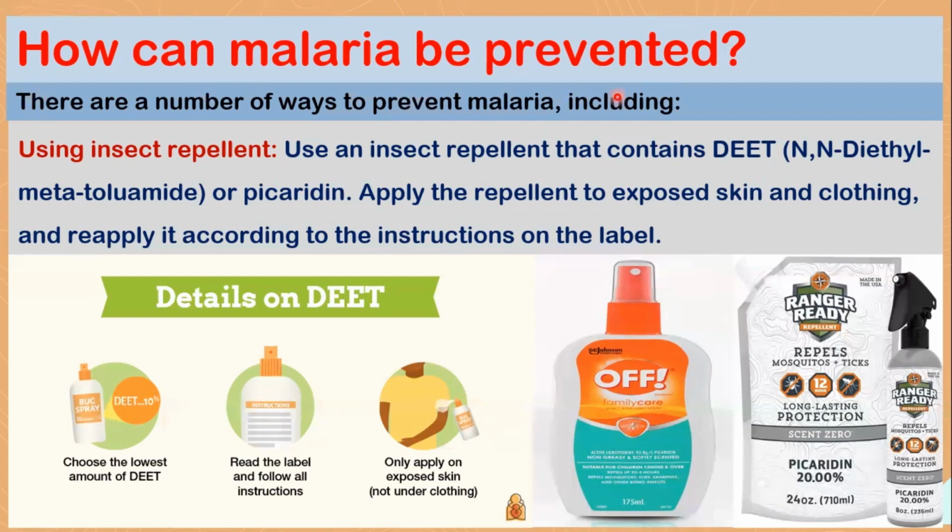So how can malaria be prevented? There are a number of ways to prevent malaria, including using insect repellent. Use an insect repellent that contains DEET or picaridin. Apply the repellent to exposed skin and clothing and reapply it according to the instructions on the label. When choosing a mosquito repellent, we need to choose the lowest amount of DEET. The second one is we need to read the label and follow all the instructions. And the third one is we need to make sure we only apply it on exposed skin, not under clothing.